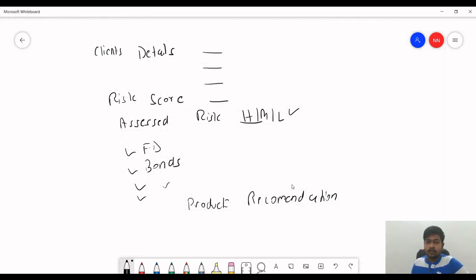The client says that the maximum risk they can take is 5% of their overall portfolio. This is the maximum risk they can take. Now the product you are trying to recommend, let's say, has a maximum drawdown risk of 7%. Can you recommend this product to this client? No, because it is more than the client's acceptable risk. You can only advise them products which fall under this maximum acceptable risk.